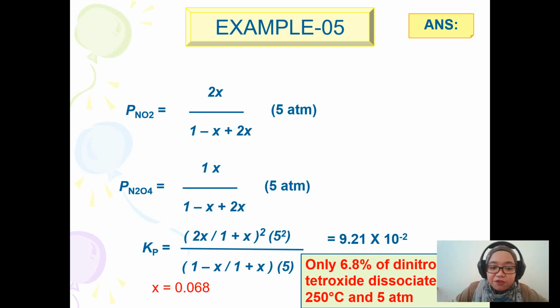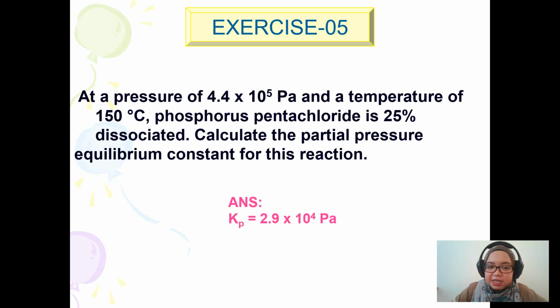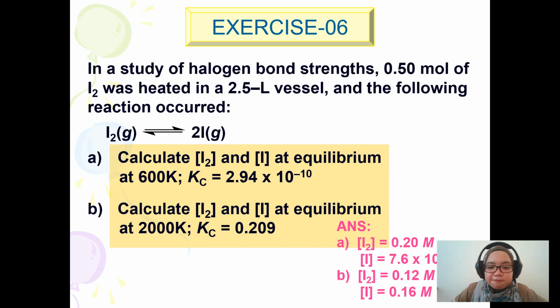So now we can find the degree of dissociation. 0.068 divided by initial, divided by 1, times 100%. So we got 6.8%. So 6.8% of dinitrogen tetroxide dissociates at 250 degrees Celsius and 5 atm. Earlier it was 15%, this one is only 6.8%. Okay.